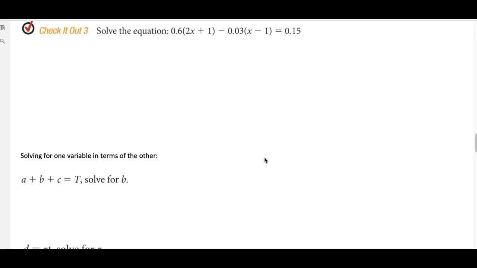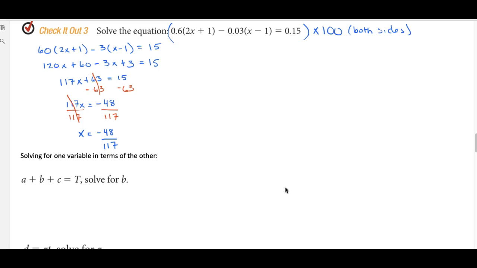Okay, and now it's your turn to try one. So give this one a shot. Think about what power of 10 you need to multiply everything by first, and then distribute that through and solve for x. Okay, so you needed to multiply both sides by 100, and you should have gotten x equals negative 48 over 117, and you can go through my work to see how I did it. I prefer you don't do decimals like I said in the last problem.